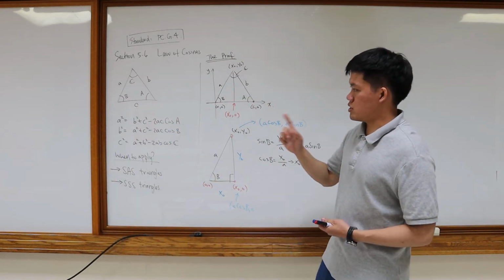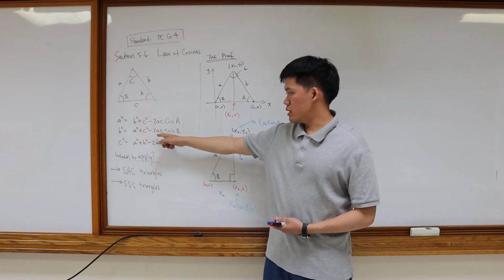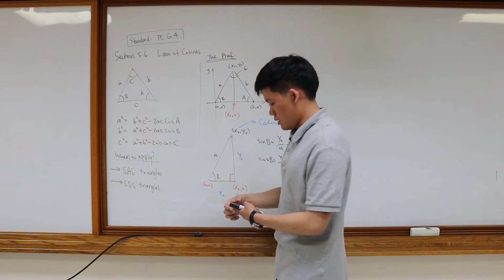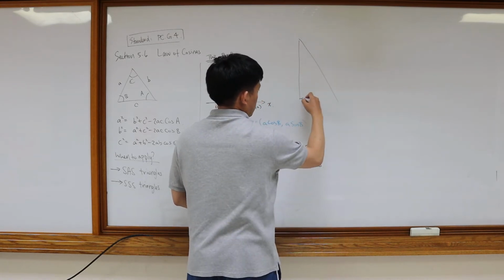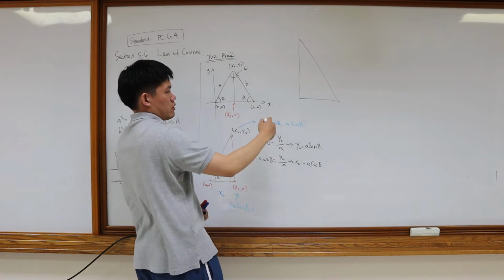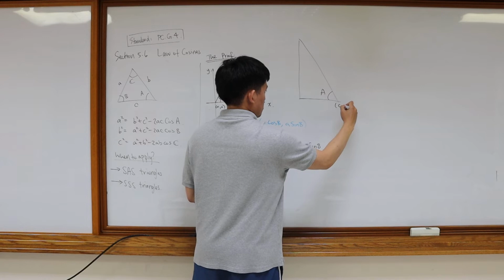So for this question, I'm going to derive b squared is equal to a squared plus c squared minus 2ac cosine b. Okay. To start this proof off, let's just redraw the triangle we have over here. At this point here, we have angle A. This point is going to be c comma 0.